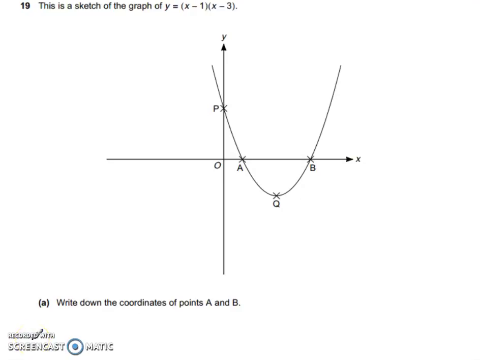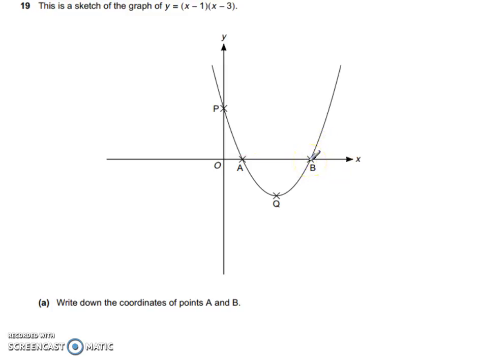Okay, question 19. So this is a sketch of the graph y equals (x take away 1) in brackets and then (x minus 3) in brackets. So we've got this lovely sketch here, and we've got our y-axis, x-axis, and they've labelled 4 points for us. Part A says write down the coordinates of points A and B. Okay, so we're going to be working out these two coordinates here.